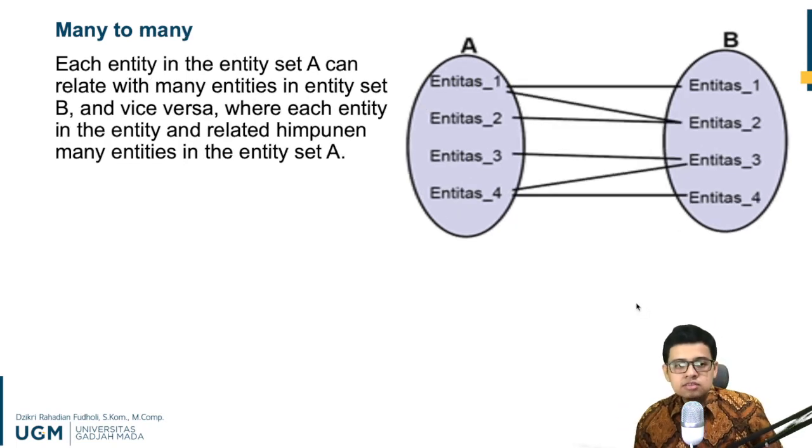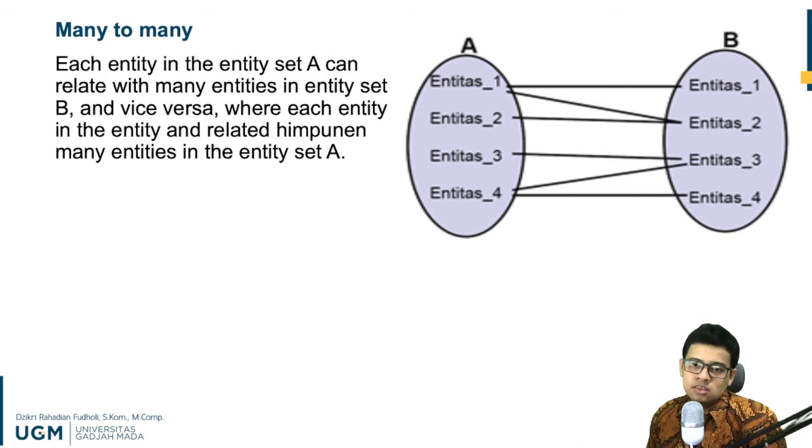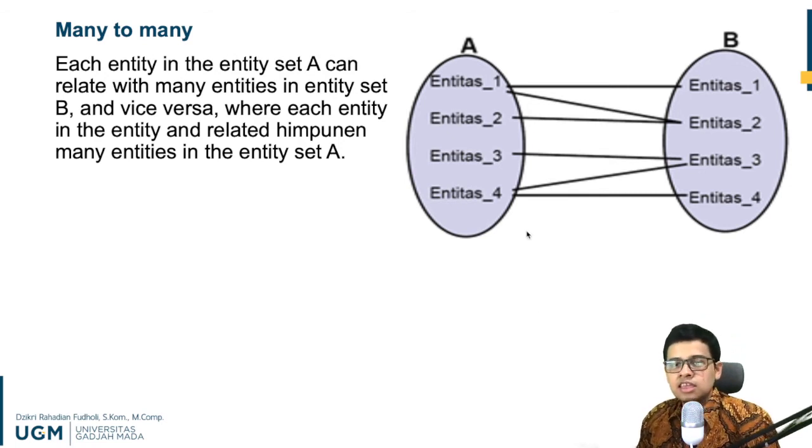And the last one is many to many. So each entity can have relationships to a lot of entities. For example, here we have set A and set B. Entity 1 in set A has a connection to entity 1 and entity 2 in set B, while entity 2 in set B has a connection to entity 1 and entity 2. That's the connection.